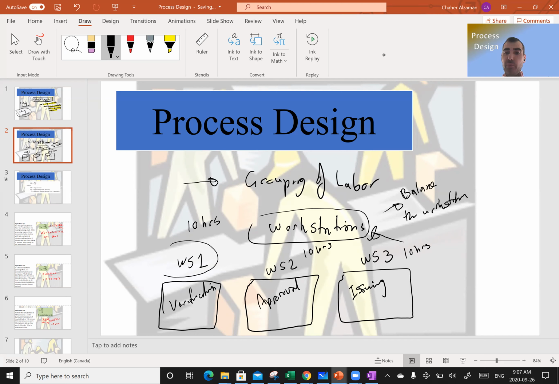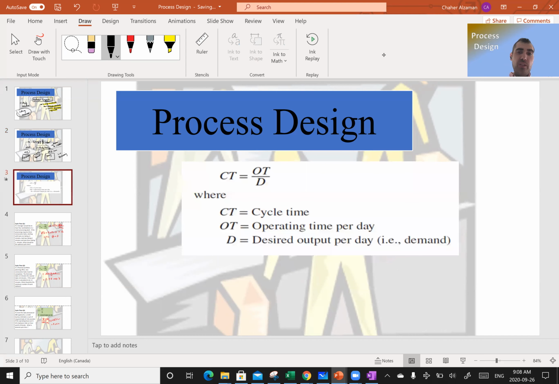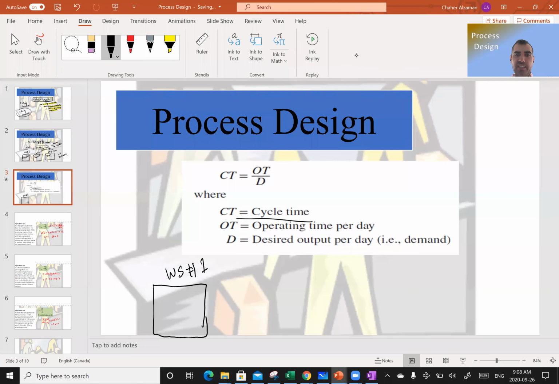So what we call this is line balancing. In order for us to go ahead and do line balancing, we have to understand what cycle time means. So let's take workstation 1, which does verification of all the data and so on.